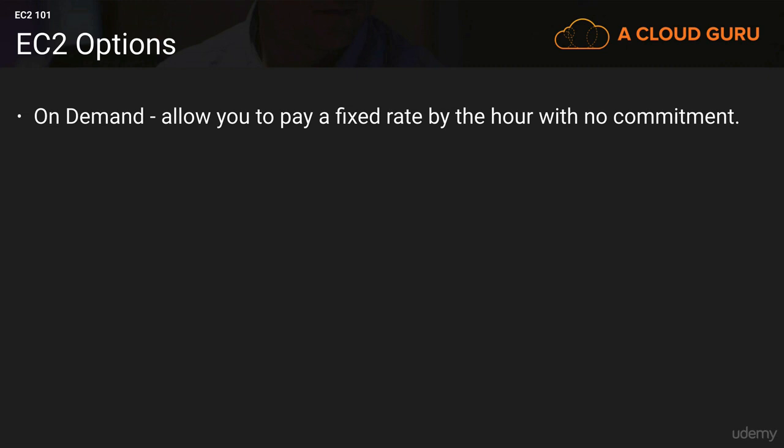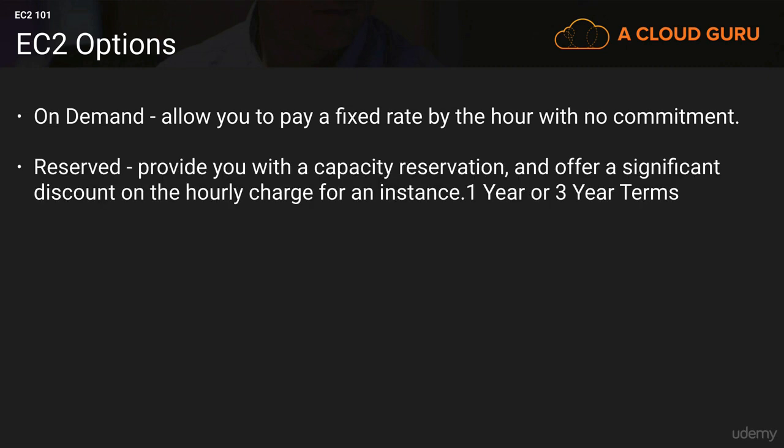We also have reserved, and this is where maybe you have a baseline capacity that you need to maintain. Maybe you always need 2 web servers in order to serve a minimum amount of your user base. So in that scenario, it makes more sense to reserve capacity over a significant period of time. We're normally talking 1 or 3 year terms. And because you are reserving that capacity and because you are basically guaranteeing to Amazon that you're going to be in a 1 or 3 year contract, you get a significant discount on the hourly charge for an instance.